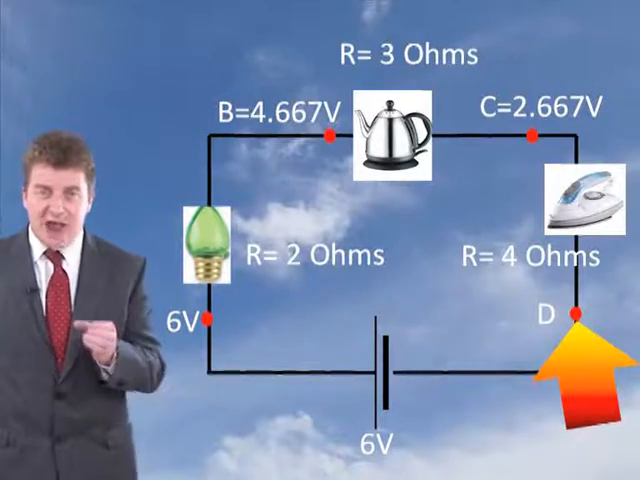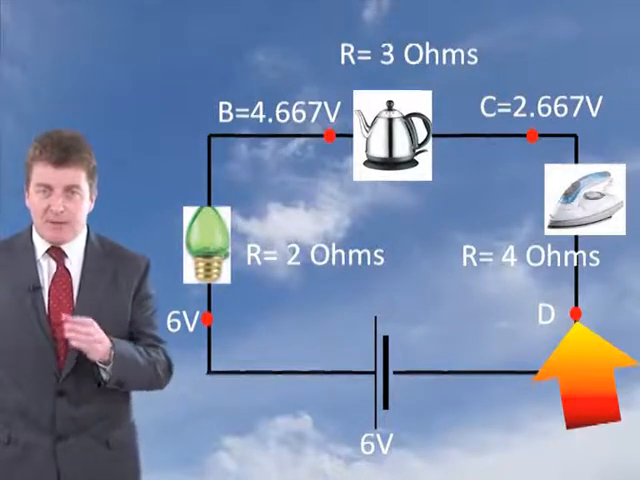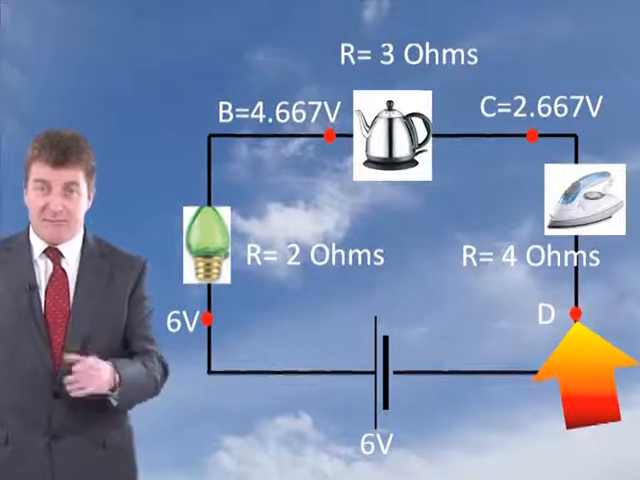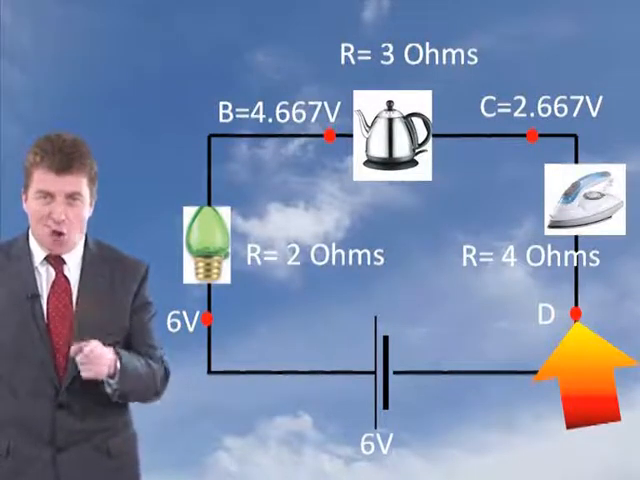So do you understand that at every point you get a voltage drop? If you took a voltmeter and took voltage readings at different points in the circuit, you would get different voltages, but the current is always the same.